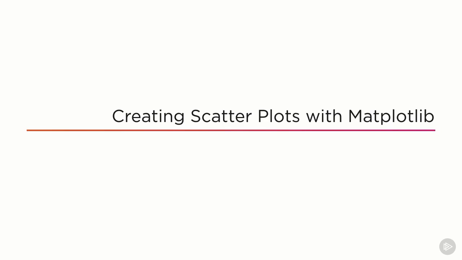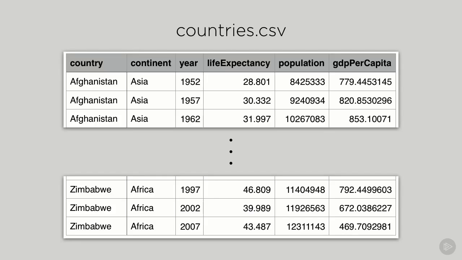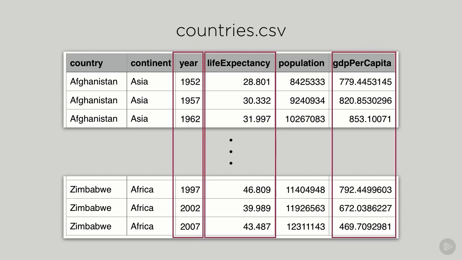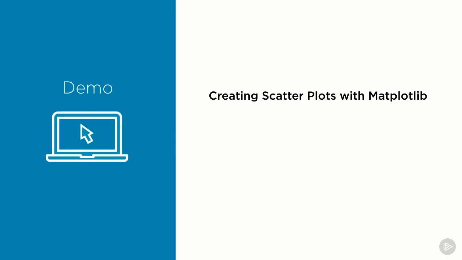We're now going to examine how to create scatter plots with matplotlib. Suppose, as an example, you want to find how GDP per capita and life expectancy are related to each other in different countries. To do this, in our country's data, the columns you'll need to use are life expectancy and GDP per capita, as well as year, so you can find the relationship between life expectancy and GDP per capita for each given year.